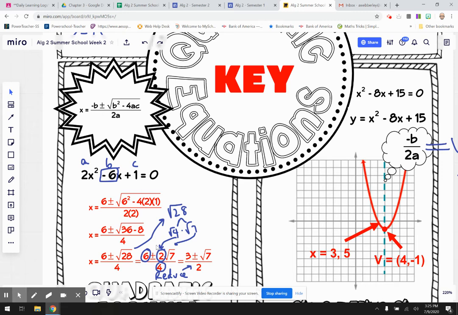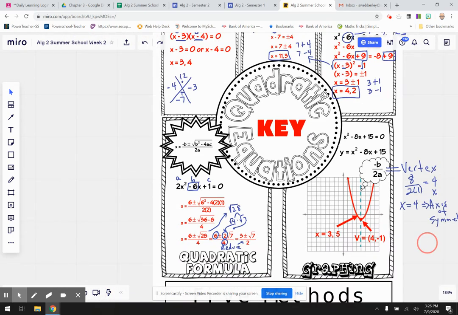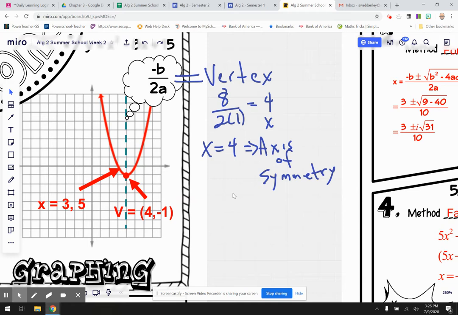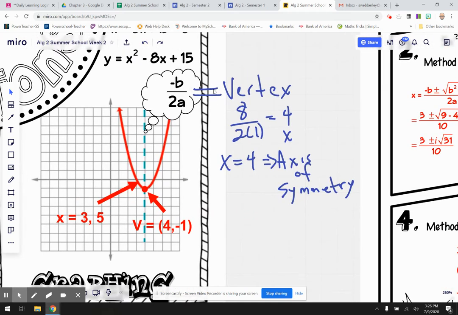Okay, so this is going to be your x value. You can also use it as your axis of symmetry. X equals 4 is your axis of symmetry. I know you can't see that, so let's go back there again. Okay, so let's recap. The negative b over 2a gives you the x number in your vertex, 4. And that 4 is right here, and so the vertex is 4, negative 1. That's your axis of symmetry.